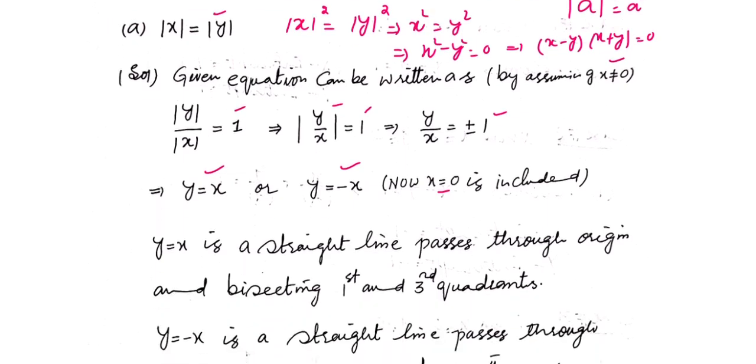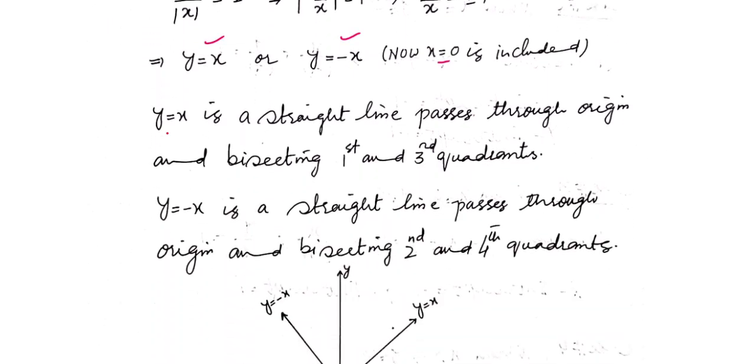Okay. Next we discuss the first line, y = x. This is a straight line that passes through the origin, bisecting the first and third quadrants. Similarly, y = -x is a straight line that passes through the origin and bisects the second and fourth quadrants. If you cannot directly observe the graph of these two lines, you can take any 2 to 5 pairs to draw or sketch these lines.